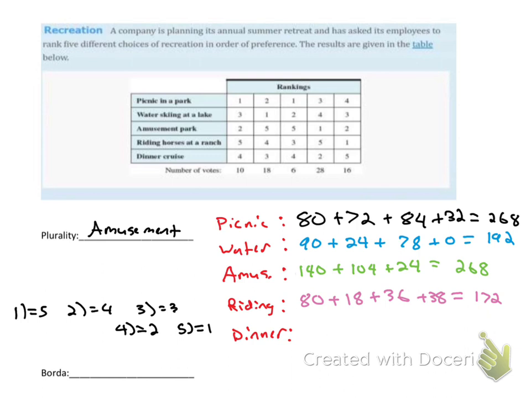And then dinner has no first place votes. They've got 28 second place, so 28 times 4 is 112. Plus third place, they got 18 times 3, 54. Plus fourth place, they've got 16 times 2 is 32. Plus fifth place, just 16 there. So 112 plus 54 plus 32 plus 16, 214. So picnic and amusement park would tie in the Borda method. Okay.